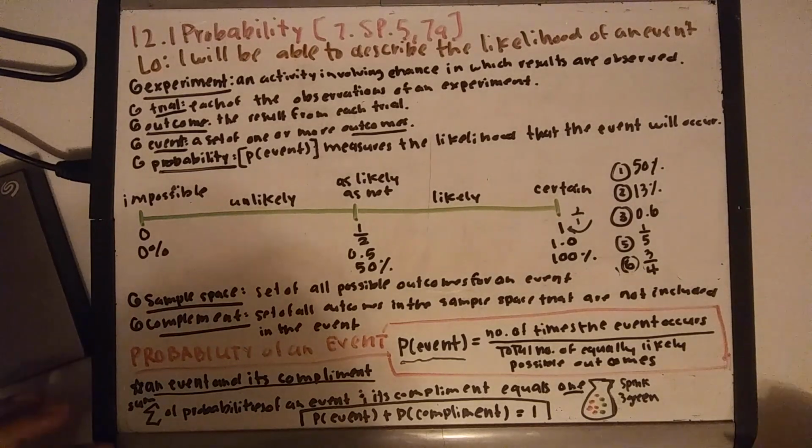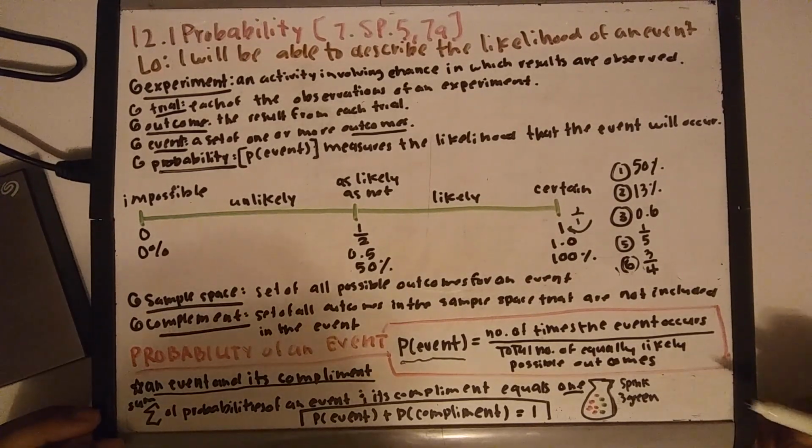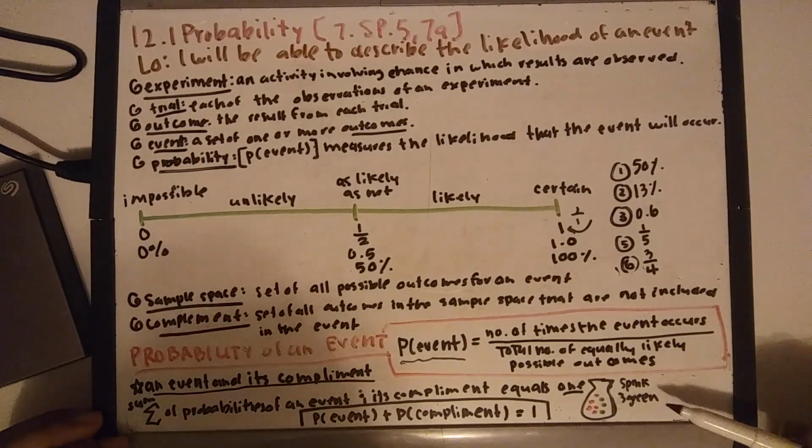Okay, and so now give me the complement, okay? What's the complement? Meaning, how many times is it possible for me not to get a green marble?